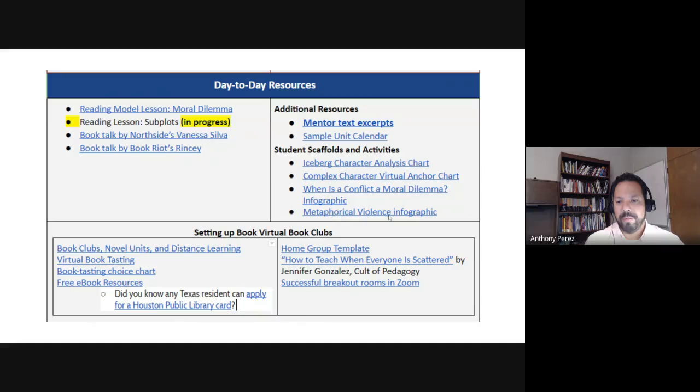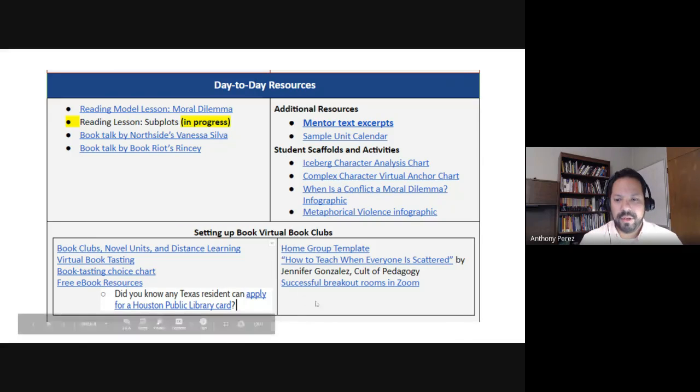She also made one on metaphorical violence, because a lot of novels, kids always say, have death in them. It explains all the different ways death can look in a novel and what that means, like if it's accidental versus somebody kills somebody in cold blood. Why do writers use these tools, death as a vehicle, to get to theme, and how do they do that? It's also a complex character anchor chart: how would you know if a character is complex? Some things to think about there.